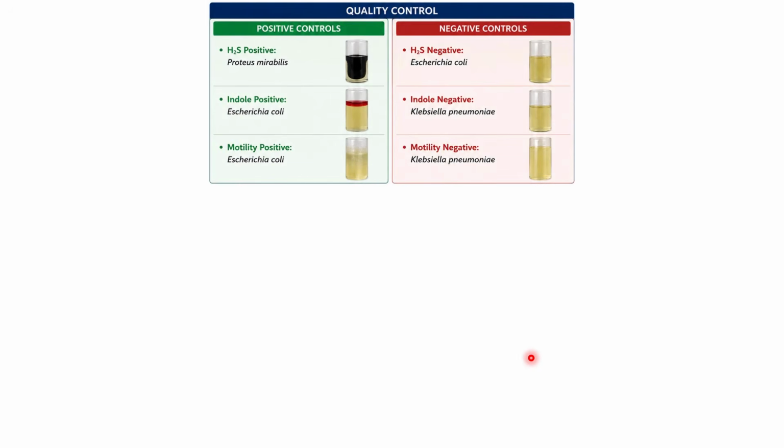Quality control. So in running these tests, it is best to use known bacteria that show a positive result and a negative result for each of the parameters. So for hydrogen sulfide production, Proteus mirabilis gives a positive result, whereas E. coli gives a negative result. For indole production or indole formation, E. coli gives a positive result, whereas Klebsiella pneumoniae gives a negative result. And for the motility test, E. coli gives a positive result, whereas Klebsiella pneumoniae gives a negative result.